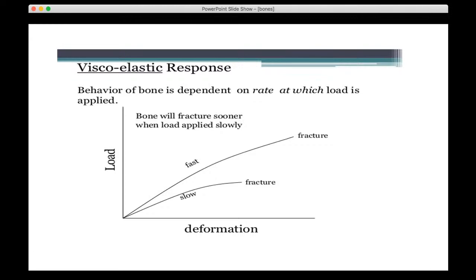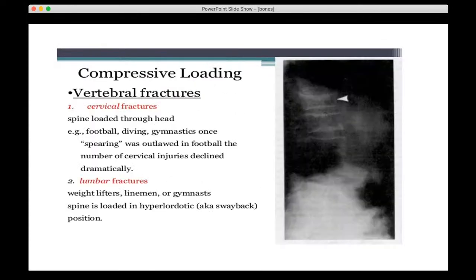So the fracture will happen more when the load applied is slow. That is the viscoelastic property of bones. And why so? Because of variability in the composition of bones. So this is another aspect of your bone due to different composition.